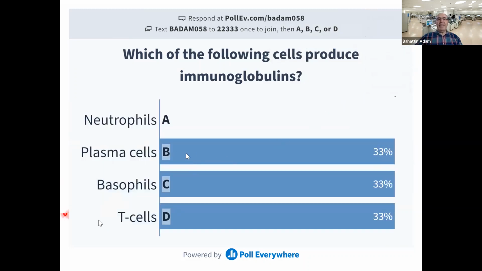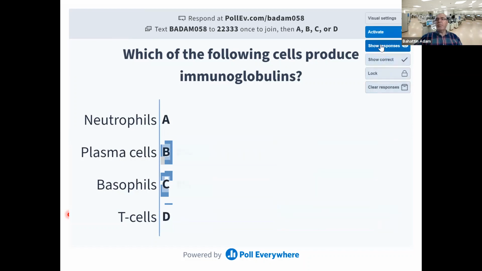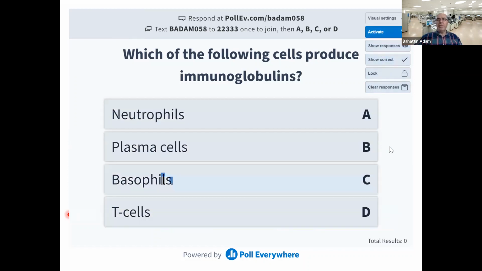Okay, plasma cells is the correct answer. Again, the differentiation of B cells results in plasma cells and memory cells. And plasma cells produce immunoglobulins, antibodies. T cells do not. Okay, thank you for participation.